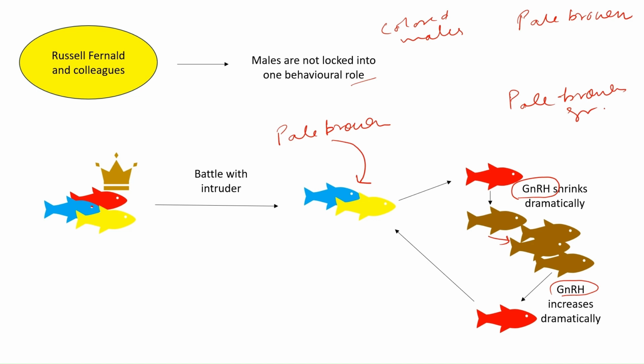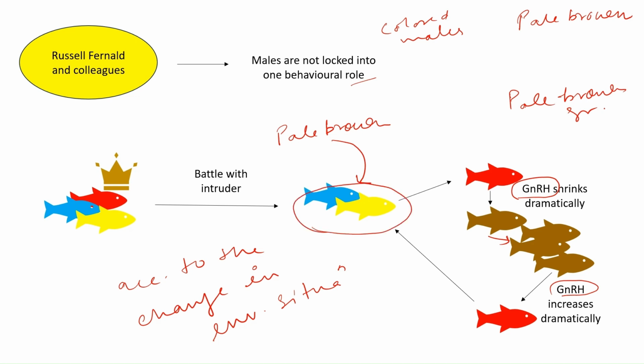Change in behavior occurs according to the change in environmental situation. When they are inside the territory or when they have to enter inside the territory, they will become colorful. When they are outside the territory, they become plain brown. So that's all for this video.